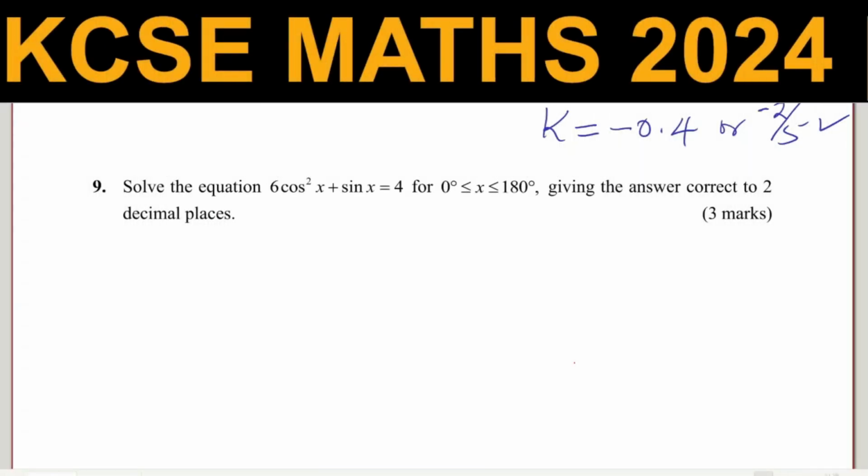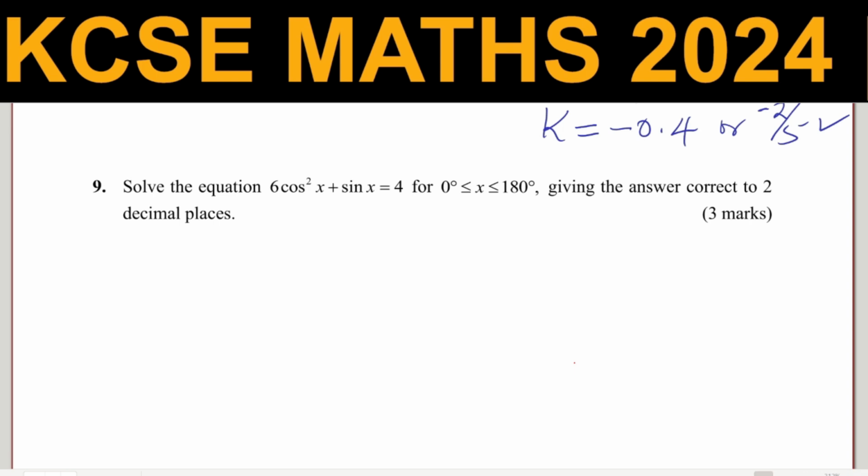Solve the equation 6 cosine squared of x plus sine x is equal to 4, for the range that is given: x should be greater than or equal to 0 degrees and less than or equal to 180 degrees, giving the answer correct to 2 decimal places. So that is the question.